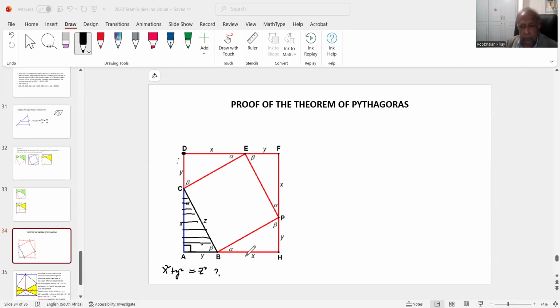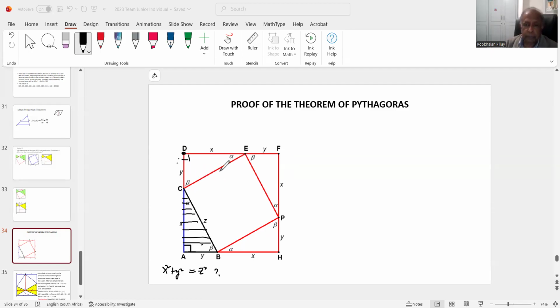So now you have these two, and then here you drop a perpendicular. So now you have that this line will be parallel to this. It's got the same length because one is x plus y, and the other is y plus x. And then you complete the rectangle. But actually, the rectangle becomes a square because this is x plus y, and this is also x plus y. So now you have a large square.